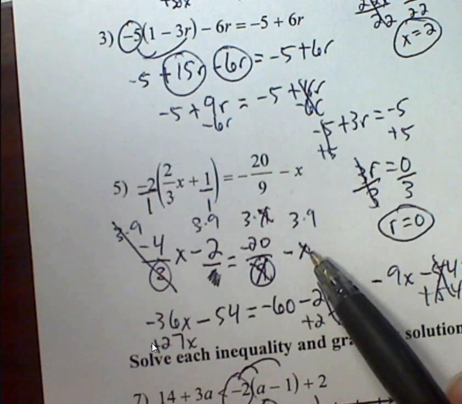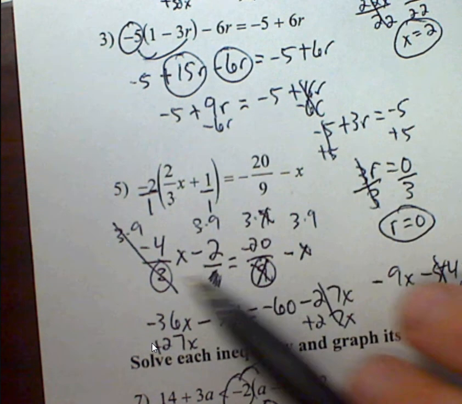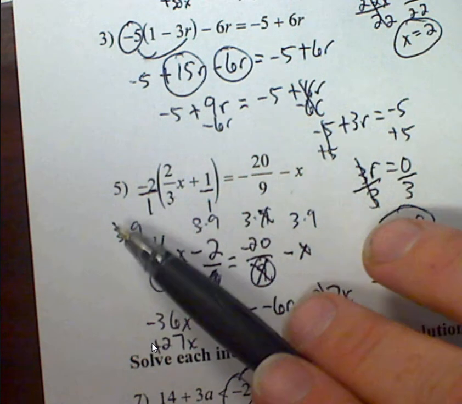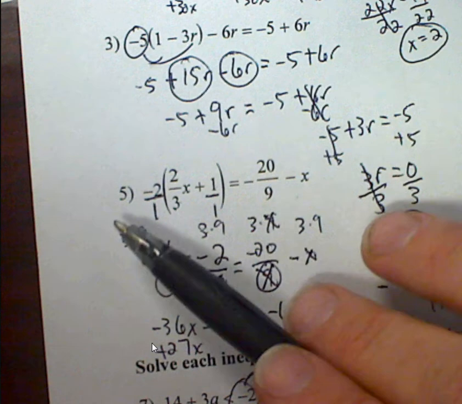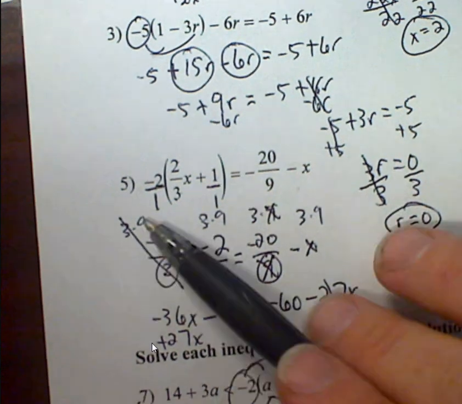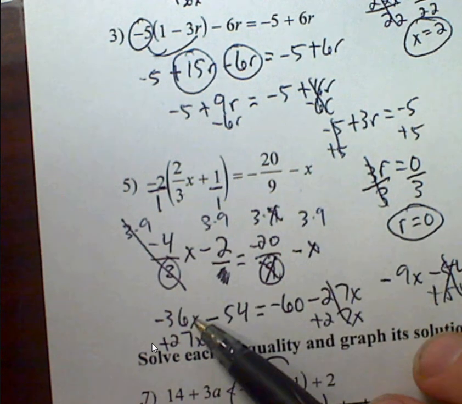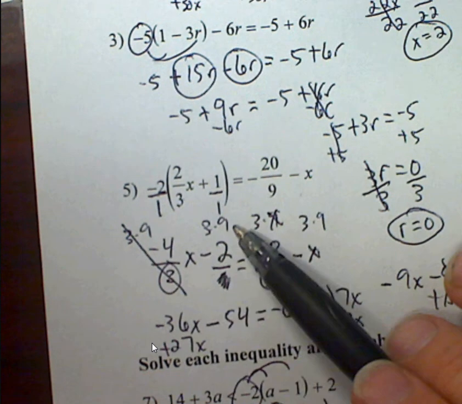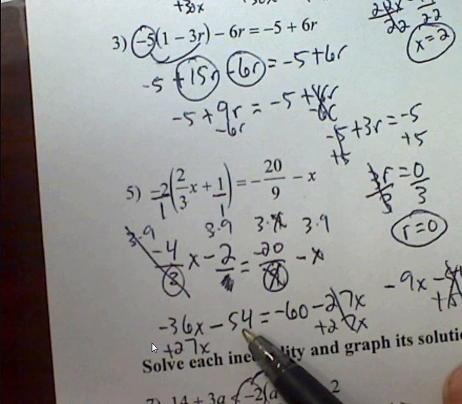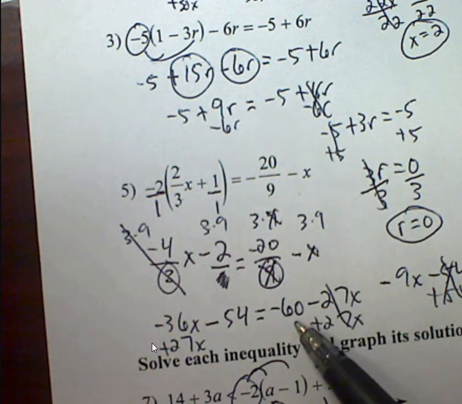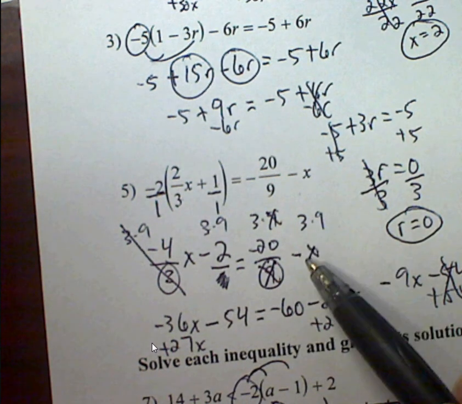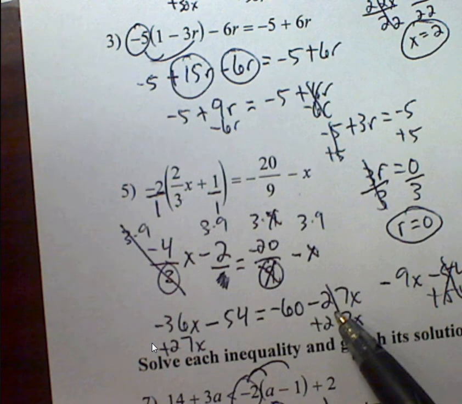Then I multiply by the denominators, 3 and 9. 3 times 9 on every term. My 3's go away, so 9 times negative 4 is negative 36x. 3 times 9 times negative 2 is negative 54. 3 times negative 20 is negative 60. 3 times 9 times negative x is negative 27x.